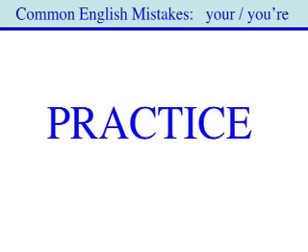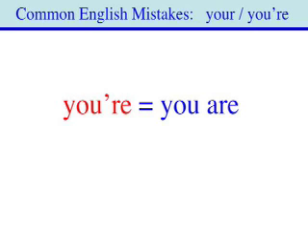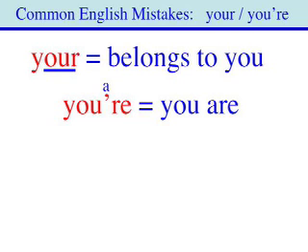Let's practice choosing which your is the correct one in a few sentences. Remember that the first your means belongs to you. If you can substitute the word our in the sentence, then this is the your that you want. Remember that the second your means you are. If you can substitute the words you are in the sentence, then this is the your that you want. Now let's try a few sentences and see how you do. If you forget which is which, you may use the words at the top of the screen to help you.